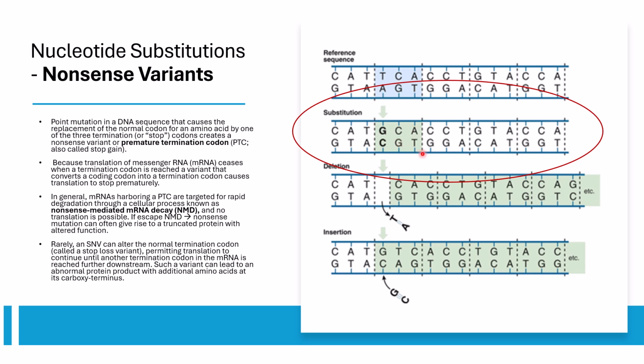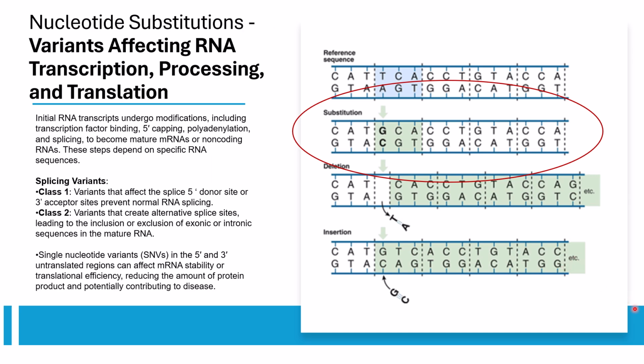You have to know that in rare occasions, the alteration will change the stop codon itself, and in that case it causes the exact reverse. So there's no stop codon anymore, and the protein translation will continue until a stop codon comes in the natural sequence of the gene.